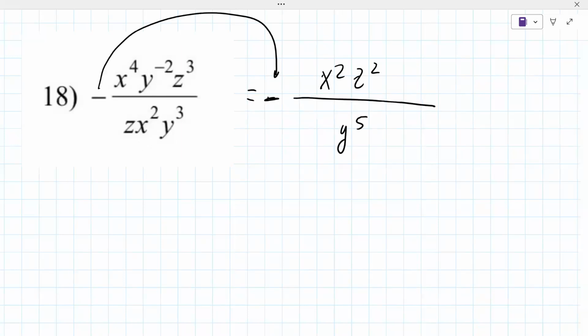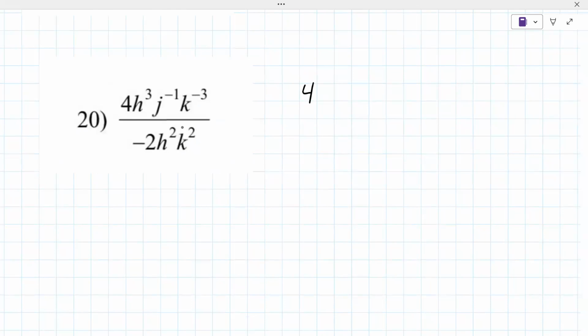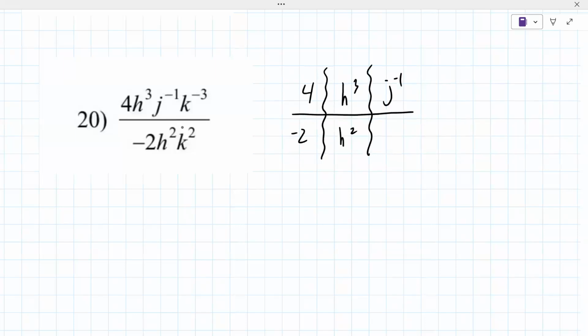So another kind of way to do problems here, and I'm going to start 20 but not finish it, is to just organize it in columns, like it's 4 over negative 2, h cubed over h squared. J doesn't go with anything. K to the minus 3 over k squared. That's another way to do these problems. And then again, you can decide, okay, I'm going to flip it or switch it, or I'm going to just subtract. It's totally up to you. So go ahead and give this one a try, and let me know what you come up with.